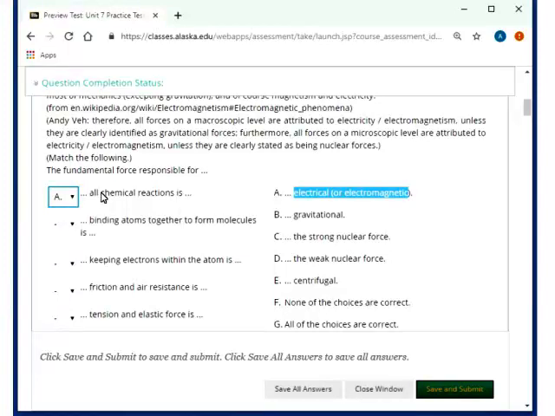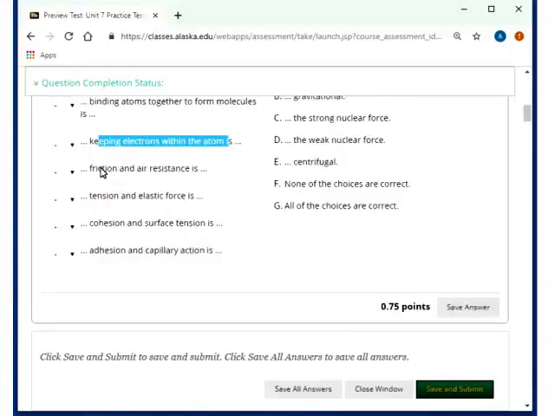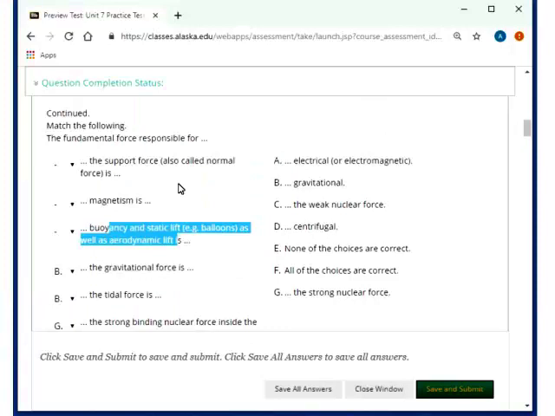in nature. So on a microscopic level, chemical reactions are electrical, binding atoms together to form molecules, keeping electrons within the atom is all electrical. And on a macroscopic level, all these forces that we encounter in everyday life, friction and air resistance, tension and elastic force, cohesion, surface tension, adhesion, capillary action, the support force, magnetism, buoyancy and static lift, and aerodynamic lift are all based on the interaction between negative electrons and other negative electrons and positive atomic nuclei, positive atomic nuclei and positive atomic nuclei. All these interactions are based on the interaction between these on a microscopic level.